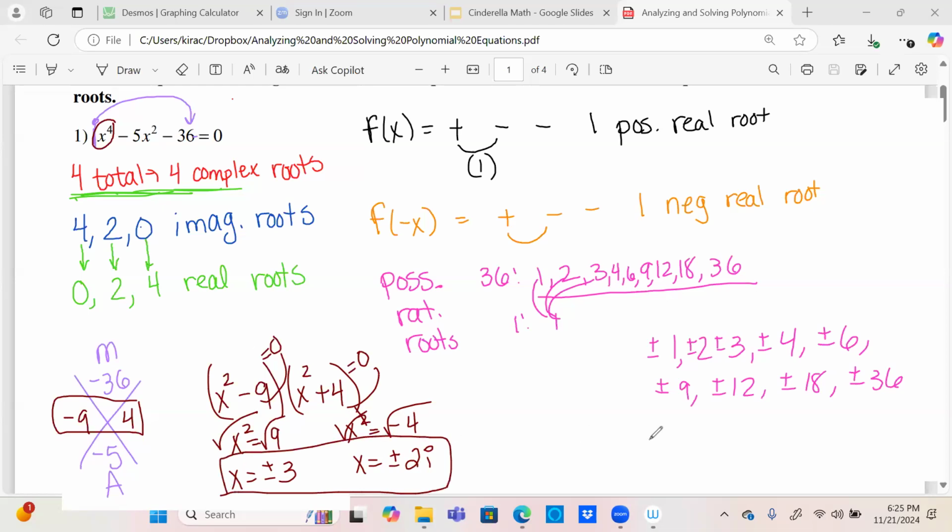So the final solutions on number 1 are plus or minus 3. So there's your 2 real solutions, and plus or minus 2i. So we ended up with this situation. There's no way to tell that though. But there we go. All right, I'm going to keep going.